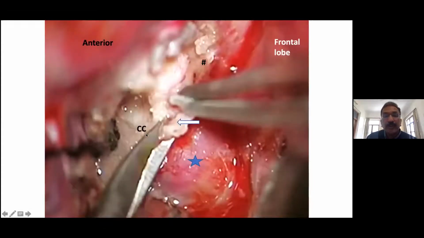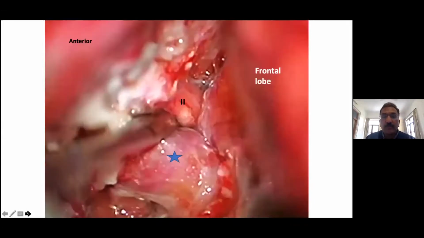So what I'm doing is cutting the carotid collar in order to expose the neck of the aneurysm. And once I have the entire neck of the aneurysm, then I apply one clip over the neck of the aneurysm after making sure that the optic nerve is completely dissected from the neck of the aneurysm.